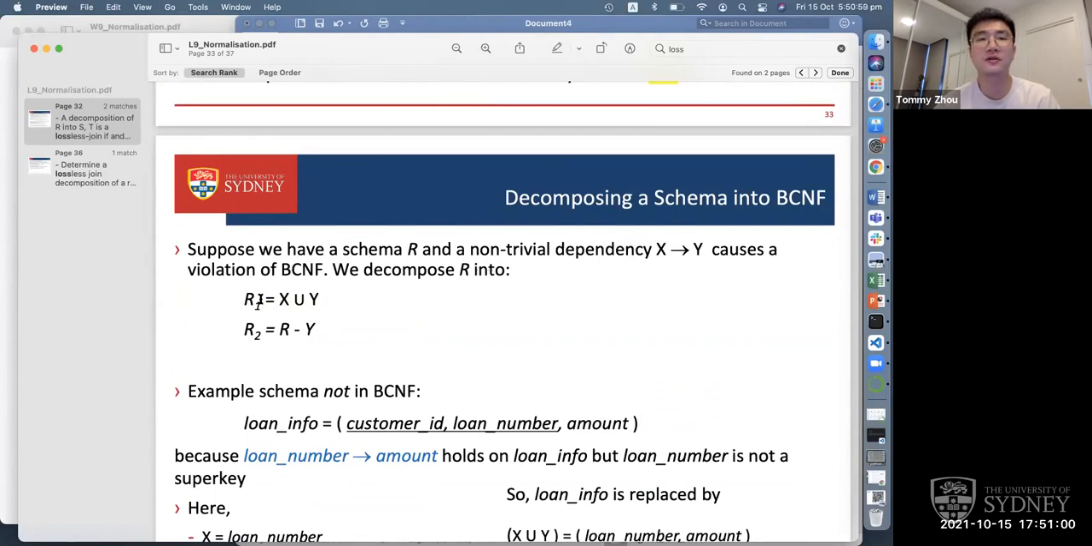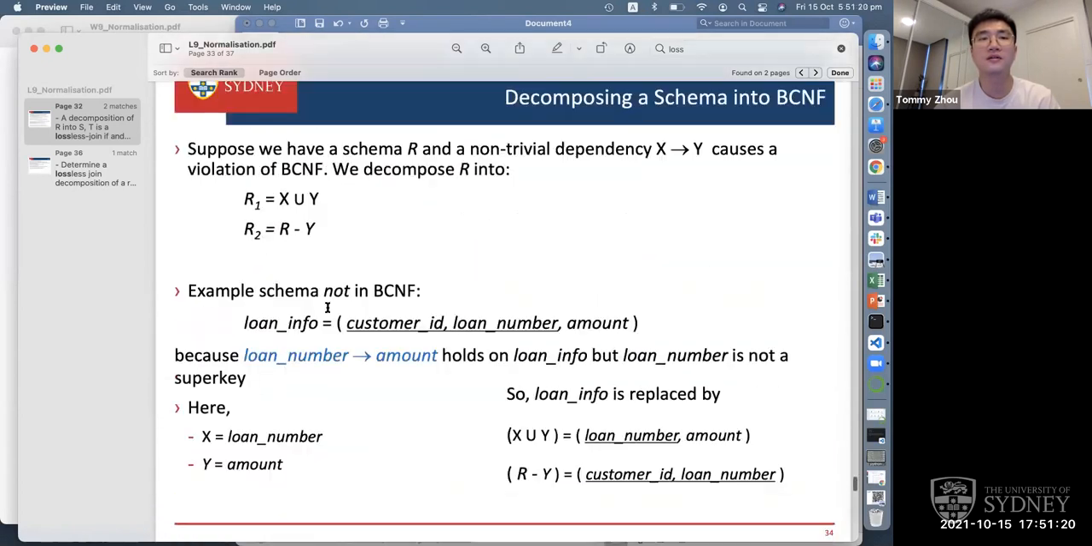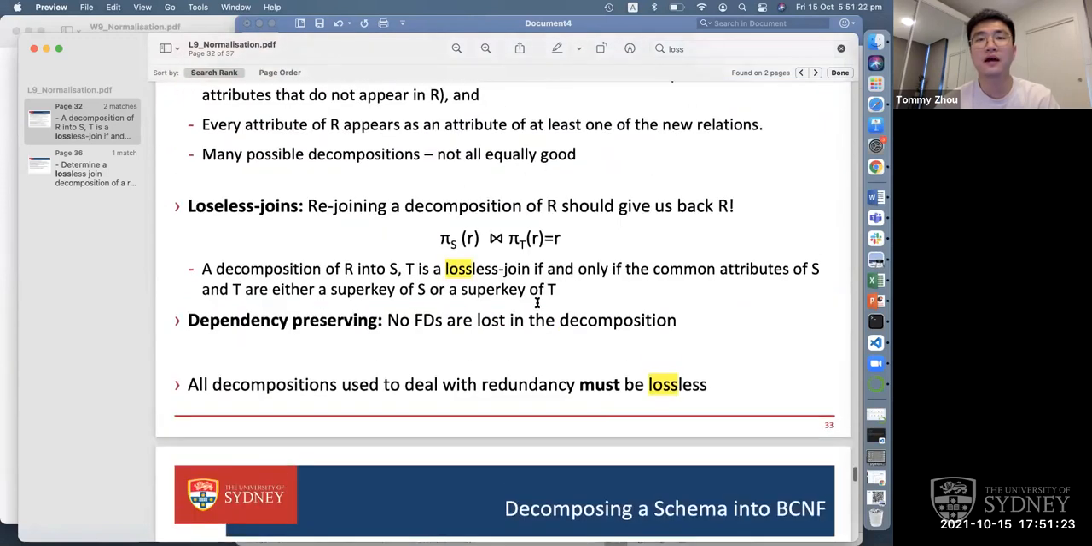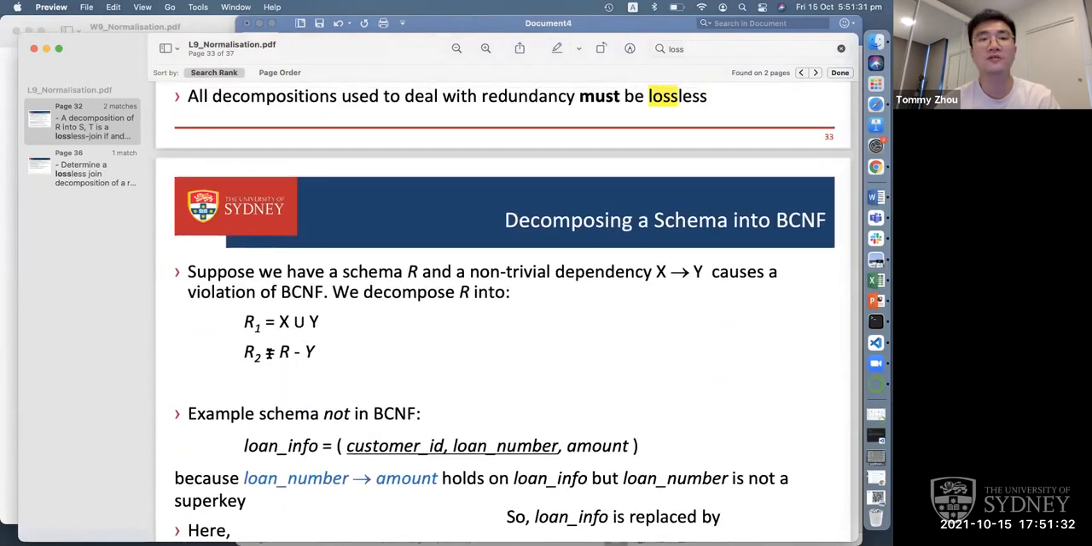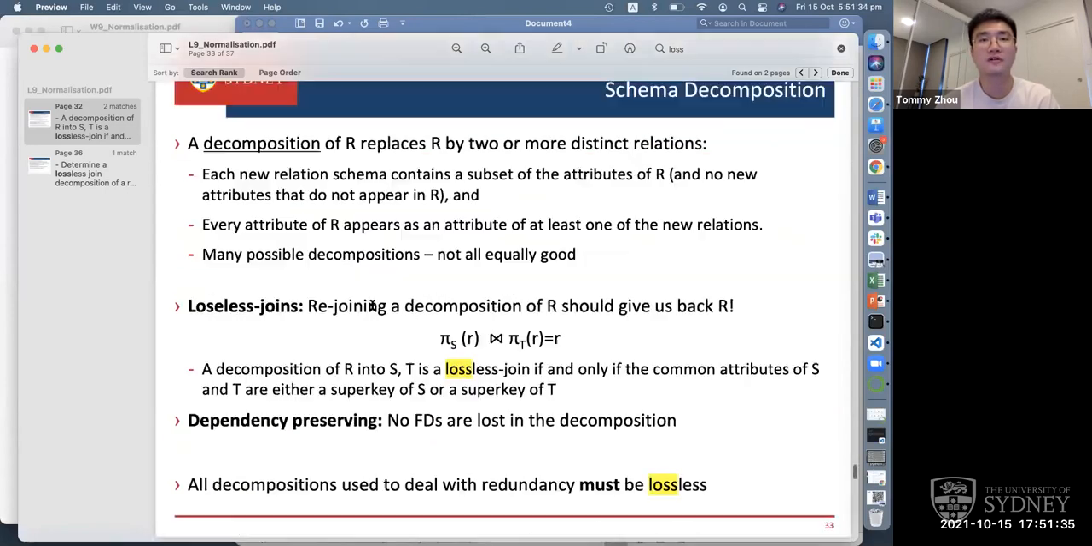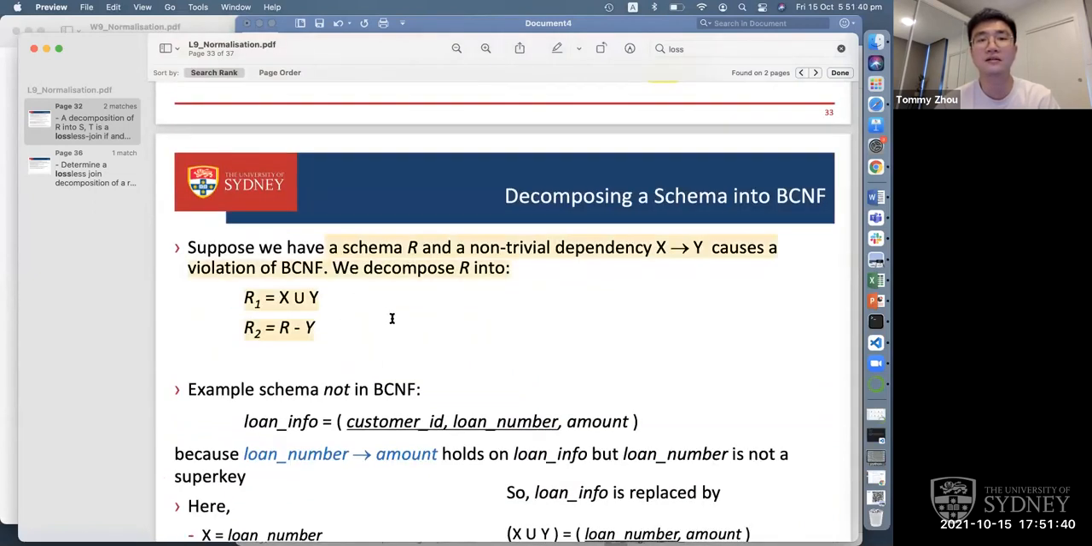BCNF. We decompose R into R1 and R2. The first smaller table is going to be X union Y, like this. And next we're going to remove Y from the whole set of attributes. We're going to form R2. So just by looking at these, R1 and R2, the common parts of them is going to be X, right? And X is either superkey of S or a superkey of T. So S and T will be respectively be R1 and R2 in this instance. This is why we have the conclusion like this from the decomposing methods like this. All right.